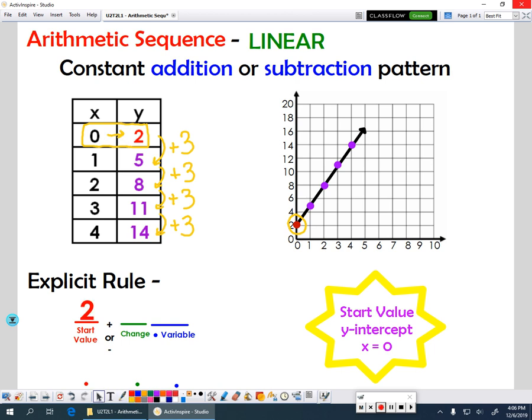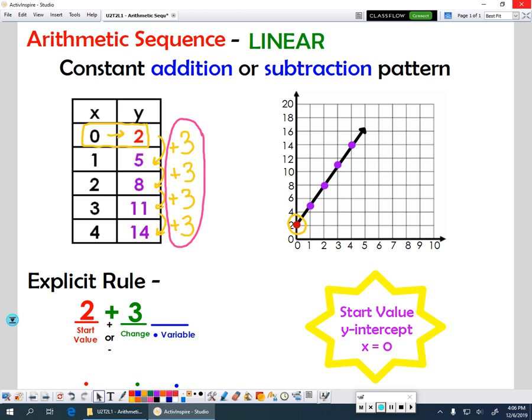Our change factor refers to how this pattern is changing. Okay, that's this right here. That's our change factor. So in this case, our change factor is plus 3. Now, in an arithmetic sequence, it can be addition or subtraction. So it might say 2 plus 3, or you might have a subtraction sequence where it would be 2 minus whatever the change pattern was.